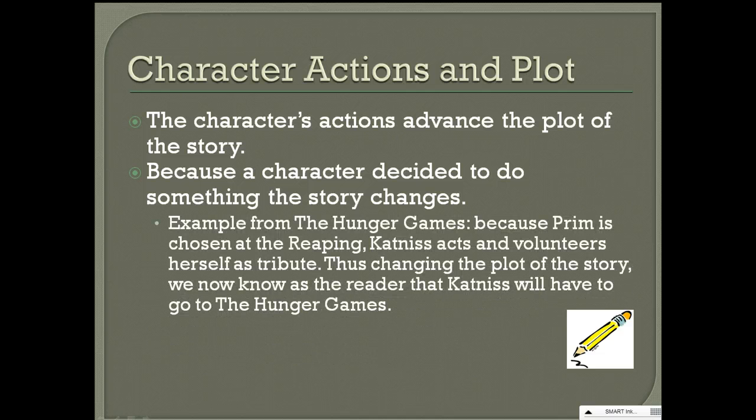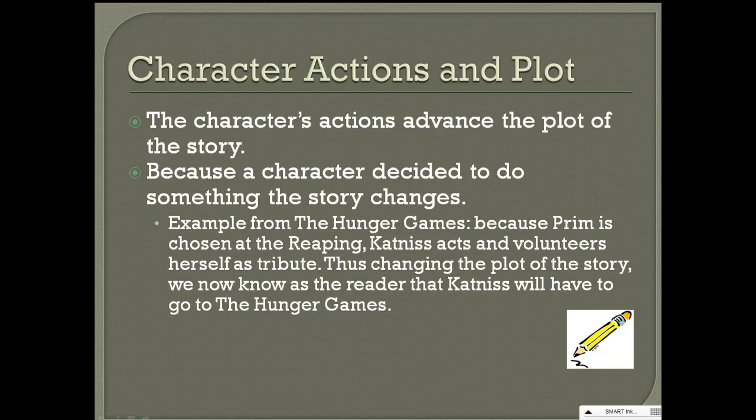So I'm going to use an example this time from the Hunger Games, and again, hoping that either everybody has read the book or seen the movie. If not, this should still kind of make sense to you. So in the movie The Hunger Games, or the story The Hunger Games, the younger sister Prim is chosen at the reaping. And now Katniss acts by volunteering herself as the tribute. This changes the plot of the story as we know it, and as the reader we realize that Katniss is going to have to go into the Hunger Games. So her action, or what she decided to do, changes the plot line of the story or advances the plot of the story.